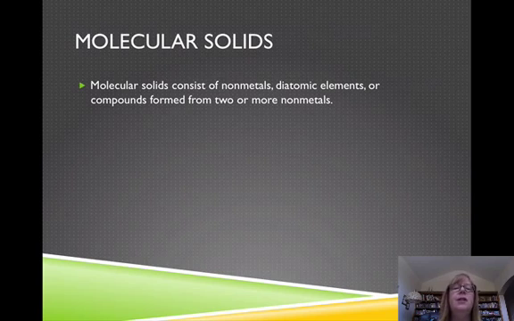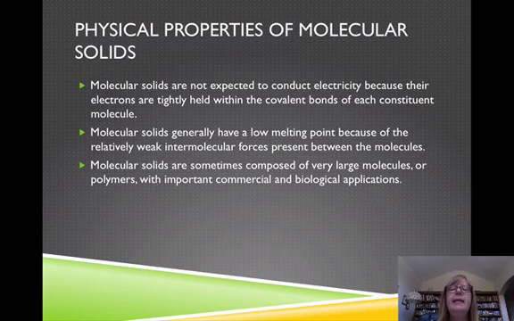Okay, now molecular solids consist of all nonmetals, so our diatomic elements like iodine, or compounds that are formed between two or more nonmetals. And physical properties are almost just the opposite of ionic. They don't conduct electricity. Their electrons are tightly held in covalent bonds, so they don't ionize. They have low melting points because they have relatively weak intermolecular forces, unlike those covalent network solids where they're held together by covalent bonds.